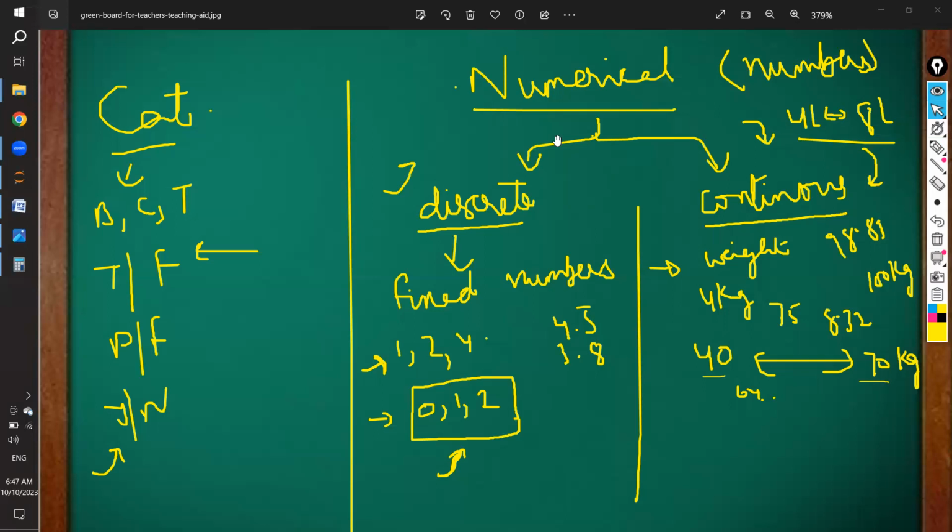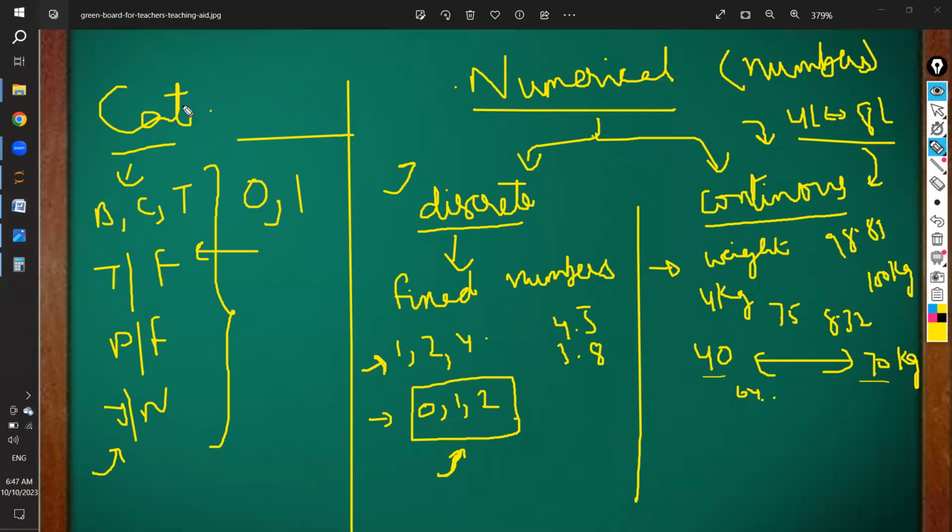Yes. Okay, fine. But now here is a catch regarding the categorical. There is one very small important thing. As I said, categorical means categories, numerical means numbers. That's fine. But in categorical also, sometimes the values could be 0 comma 1.